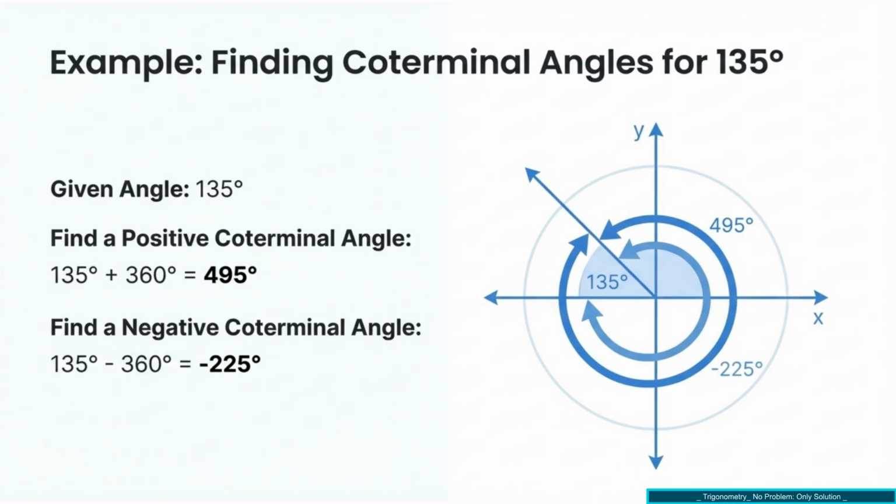For the angle 135 degrees, a positive coterminal angle is 135 plus 360 degrees, which is 495 degrees. A negative coterminal angle is 135 minus 360 degrees, which is negative 225 degrees.